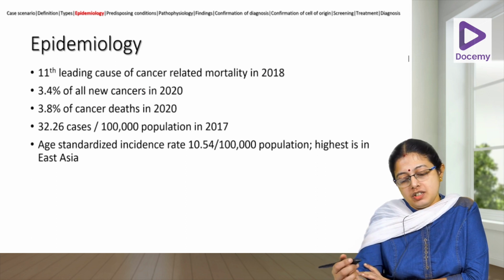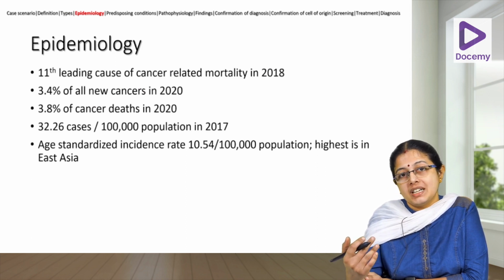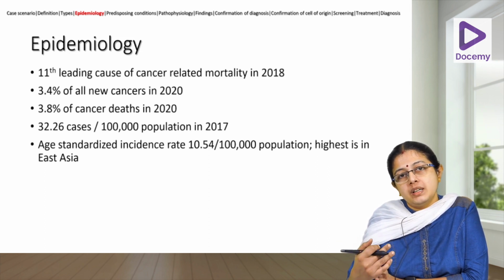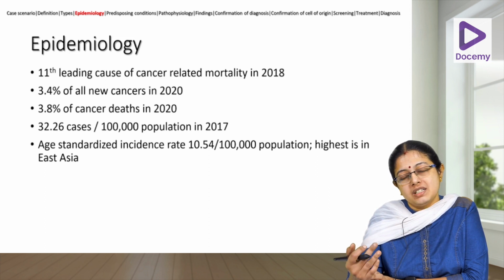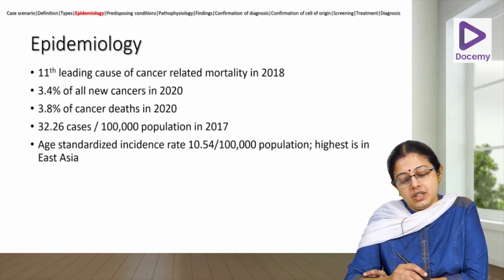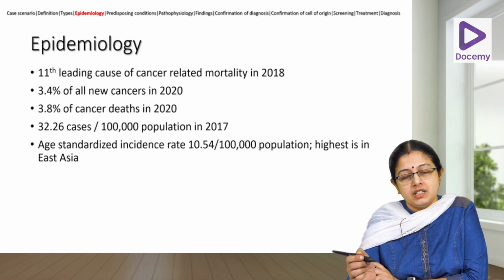So coming to the epidemiology, in 2018, leukemia was the 11th leading cause of cancer-related mortality all over the world. And in 2020, 3.4% of all new cancers identified happened to be leukemia. Again in 2020, even though out of the total new cancers identified it was only 3.4%, out of the cancer deaths it was 3.8%. And out of 1 lakh population, approximately 32 people were affected in 2017.